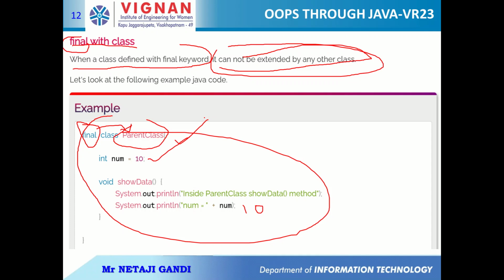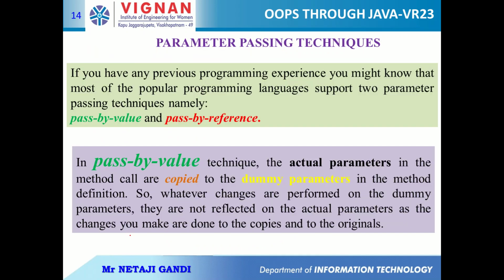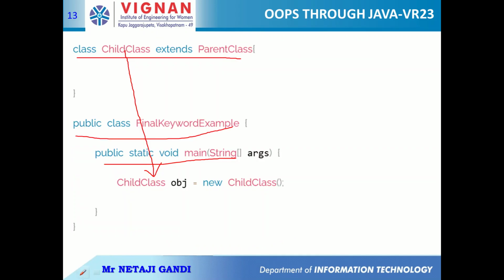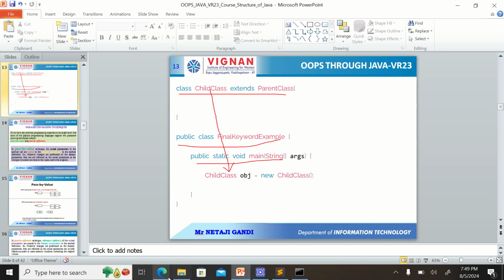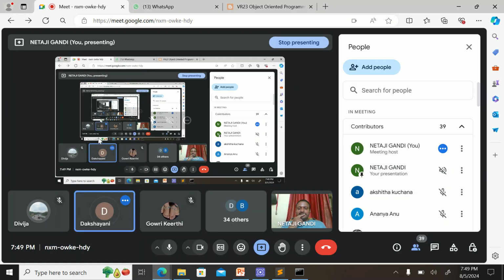Girls, is it clear, all of you? Are you there? Nobody is answering my question. How many of you are there? Yes, sir. So 39 members are there. Hello, please open your videos.